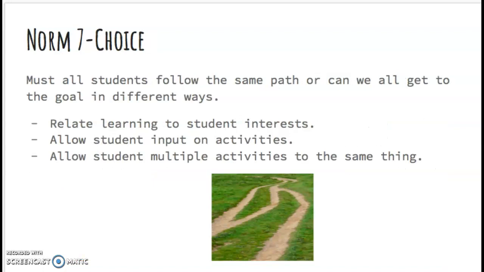Norm number seven is choice. Must all students follow the same path, or can we get to the goal in different ways? Relate learning to student interests. Allow kids to relate it to things that they want to do or interests that they have outside of the classroom. Allow student input on activities. Here's the goal. How are we going to get there? You guys help me come up with some ideas.